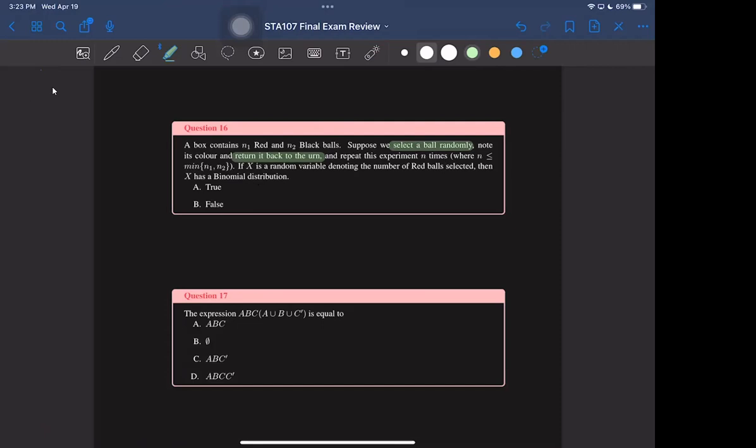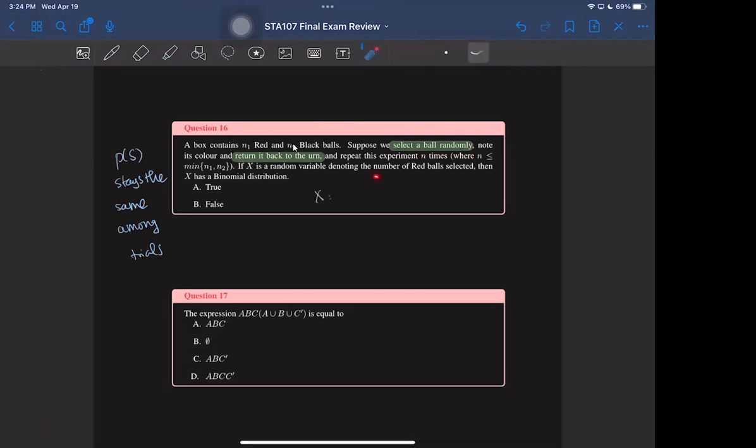Okay, I see another explanation that with replacement means binomial and without replacement means hypergeometric. That is also correct. So here, after we randomly select a ball, we return it back, which means the probability of success in each trial stays the same, and the outcome of each trial does not affect the outcome of the next trial. So you can think of this as a binomial distribution.